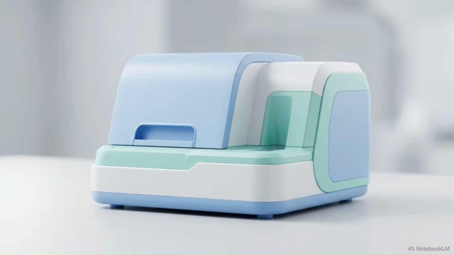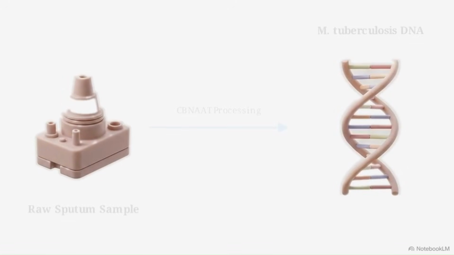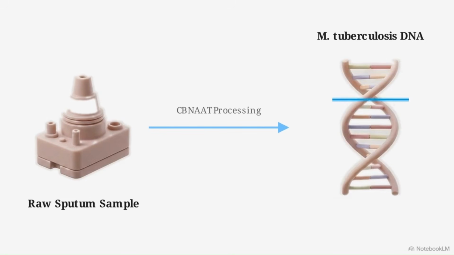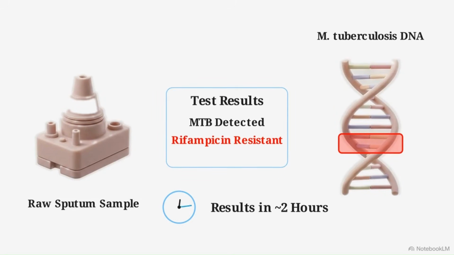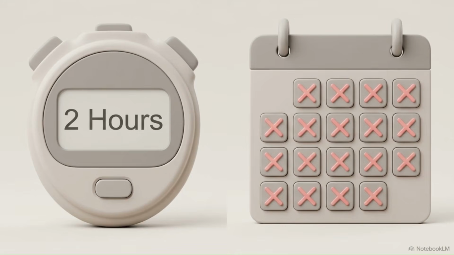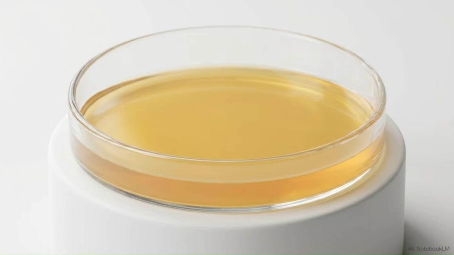as GeneXpert, and TrueNat. This diagram illustrates how CBNAAT rapidly detects Mycobacterium tuberculosis DNA directly in the raw sputum sample. Crucially, it performs simultaneous detection of genetic mutations that cause resistance to rifampicin, delivering actionable answers in roughly 2 hours. This rapid test contrasts with liquid culture methods, which take 7 to 21 days, though culture remains the absolute gold standard for comprehensive drug susceptibility testing.